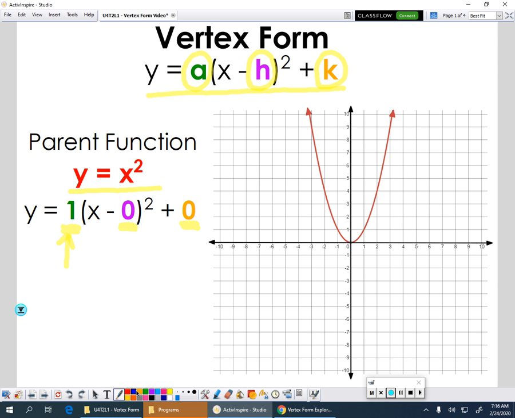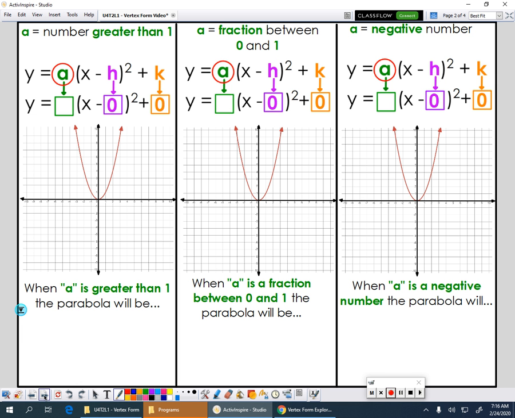So our parent function is going to show up on our graph here in the red parabola, and we're going to see how it changes. And we're going to use a program called Desmos to help us with this. All right, so here's the three things we want to look at in terms of a. I know there's a lot going on here. We're going to focus on just this left side. I want to make a value that's greater than 1. I'm going to pick any number greater than 1. For example, I'm just going to plug in a 2 here.